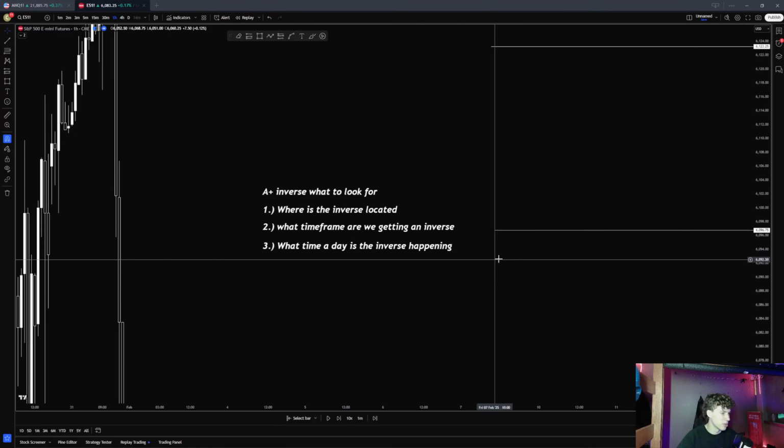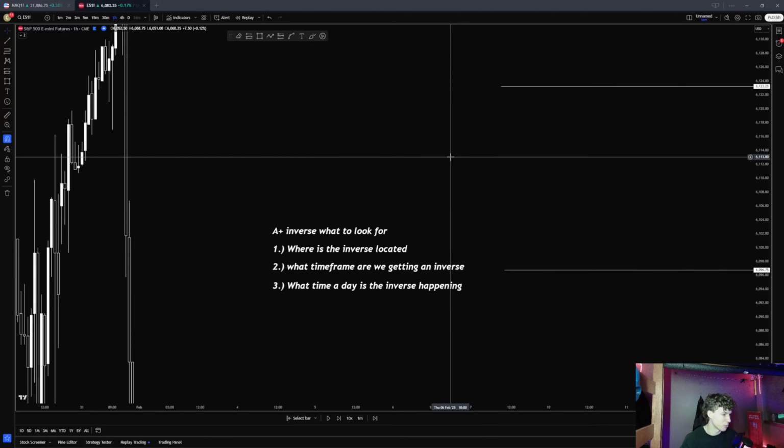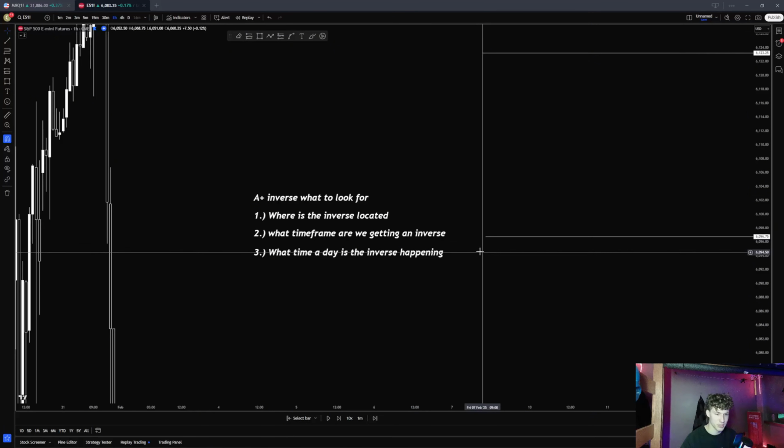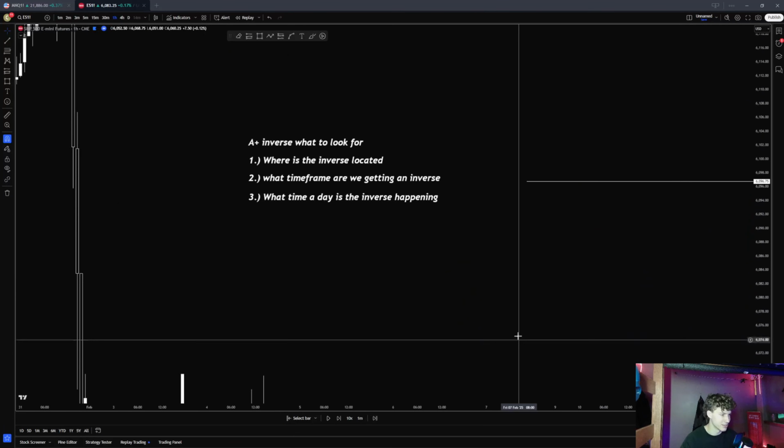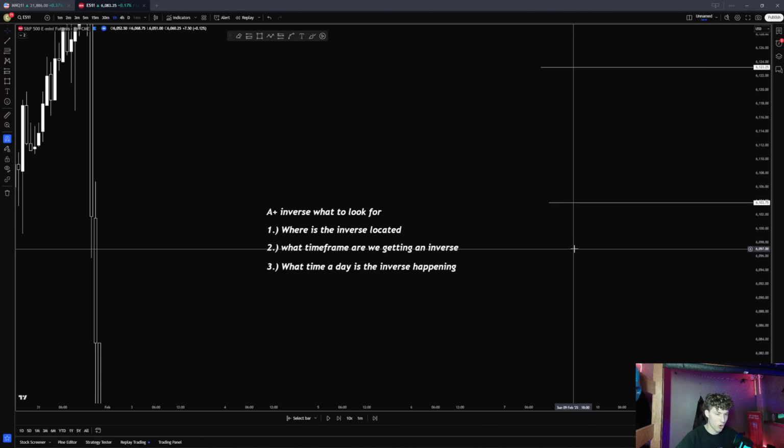So just make sure you have these things lined up for your inverse. When is it happening? What are we looking to do? What is the higher time frame showing us? Are you using the right time frame to get that inverse? And what time of day is it? Is it about to be a new hour? Did we wait for the 15-minute candle close? Are we respecting a gap or rejecting on another time frame?